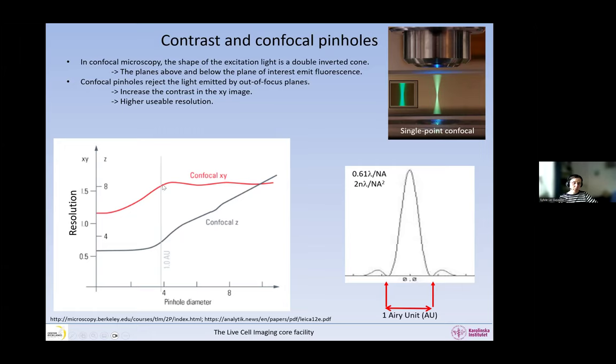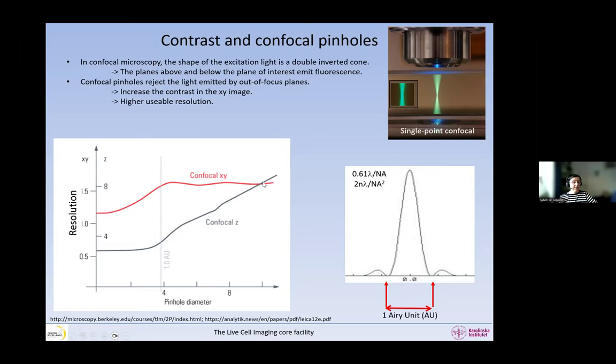So when we close the pinhole to one area unit, we can see that something happens. The XY resolution will go down, so it increases basically the XY resolution. You know, when we have a smaller number, it's a better resolution. So the XY resolution will be improved if we close the pinhole to smaller than one area unit. And in Z, it's different.